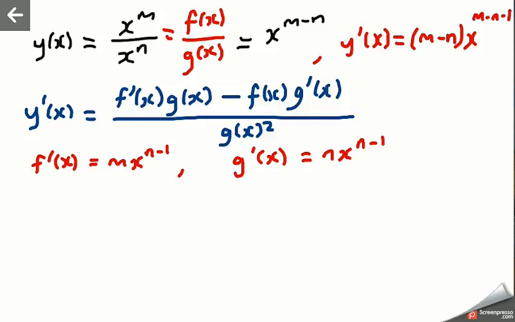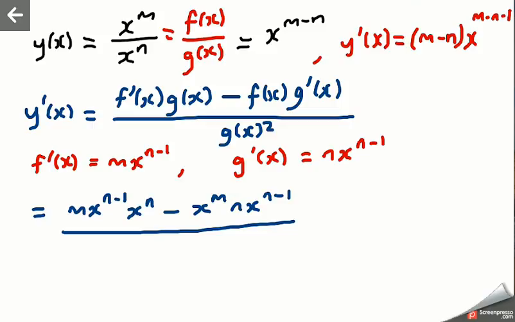So now it's just simply a case of filling everything in and making sure it all works out. So y prime of x is equal to m times x to the m minus 1 times x to the n, that's f prime of x times g of x, minus f of x, which is x to the m, times g prime of x, n times x to the n minus 1, and this is all divided by g of x squared. Well, g of x squared, that's x to the n squared, which is equal to x to the power of 2n.